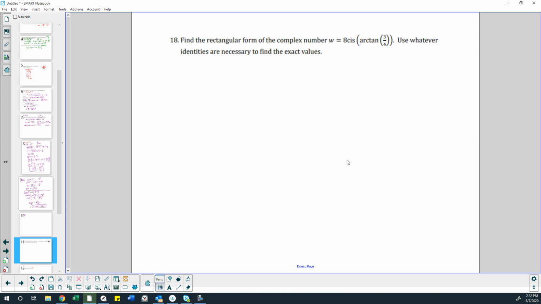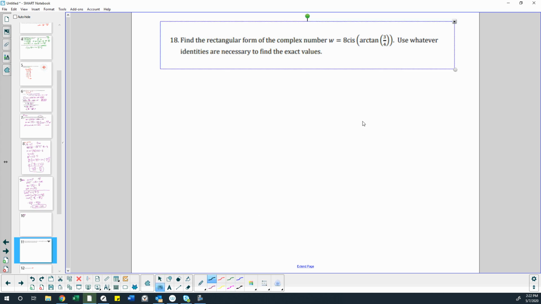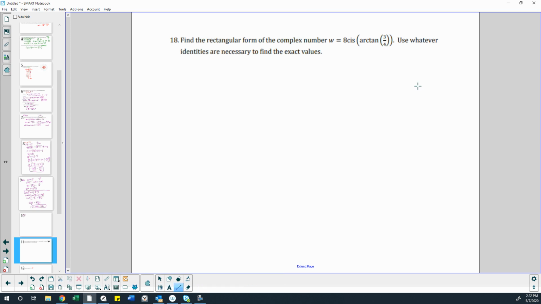All right, the inverse tangent of 3/4 would mean that maybe we have a triangle here, and since tangent is opposite over adjacent, it would be this angle, so it'd be in a 3, 4, 5 triangle, and that would be 3 and 4, right? So when it says use whatever identities are necessary, that's basically just saying make sure you know how to find sine and cosine from tangent.